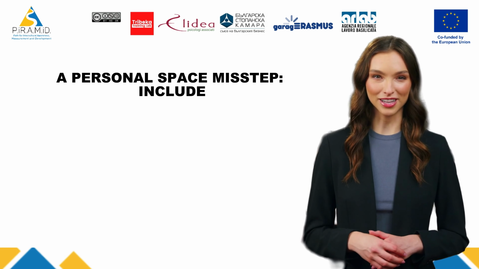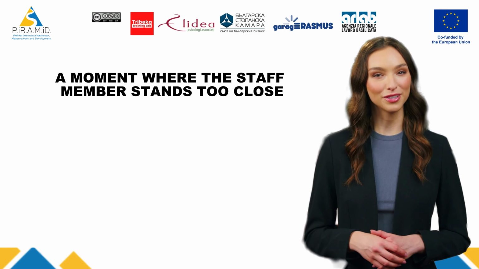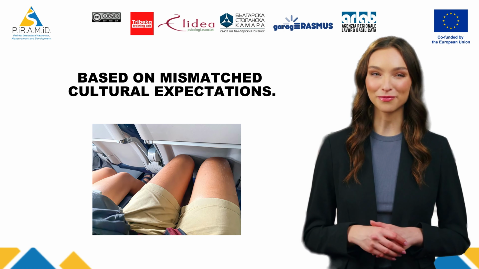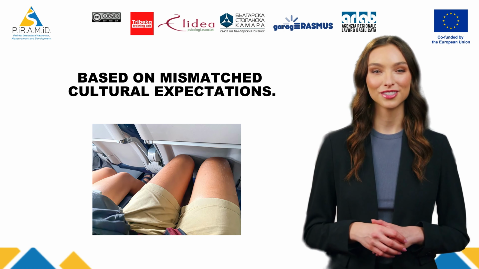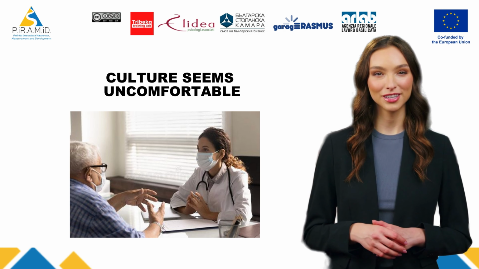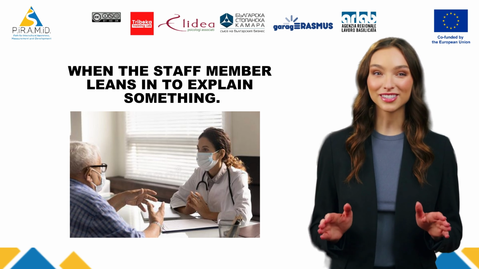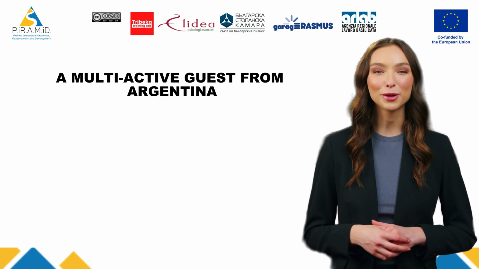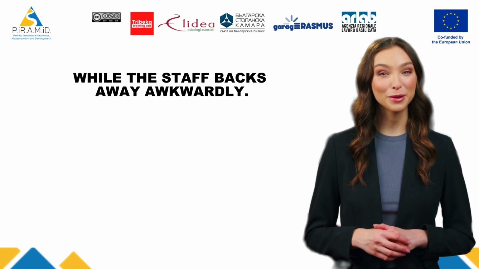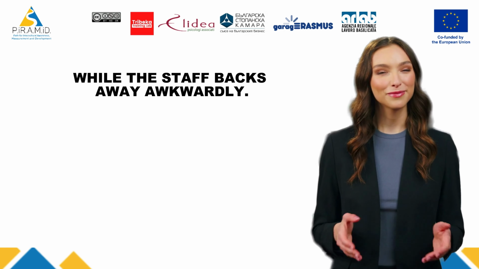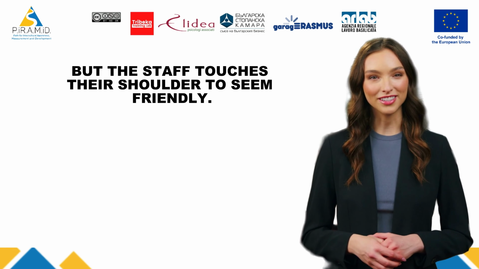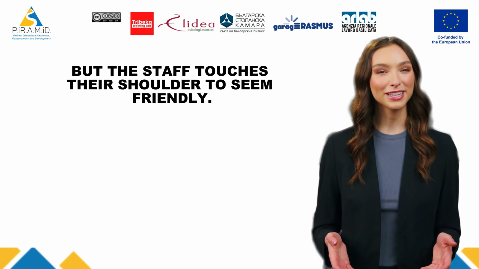A personal space misstep. Include a moment where the staff member stands too close or too far from the guest based on mismatched cultural expectations. Examples: a guest from a reactive culture seems uncomfortable when the staff member leans in to explain something. A multi-active guest from Argentina keeps moving closer in conversation while the staff backs away awkwardly. A linear active guest prefers structured space, but the staff touches their shoulder to seem friendly.